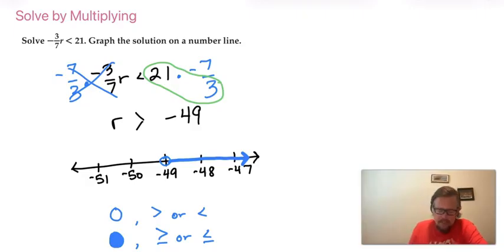The reason that I don't do the circle on -48 is because I want to include all of these points in here. I want to include -48.5, -48.6, -48.7. I want all those points in between. I just don't want -49. So that's why I don't start on -48. I just say right up to -49, as close to -49 as you can get, but not -49.